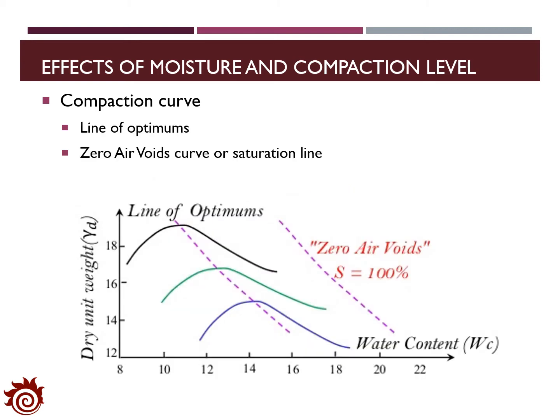If we apply various compaction efforts to the same soil, we are able to draw various curves to represent the relationship between dry density and water contents. The figure here demonstrates various lines under different compaction efforts. By connecting the maximum dry density in each curve, we can gain one line, which is called the line of optimum. This line is almost parallel to the zero air void line, which is also called the saturation line. Along this zero air void line, there isn't any air existing in the spaces between the particles.